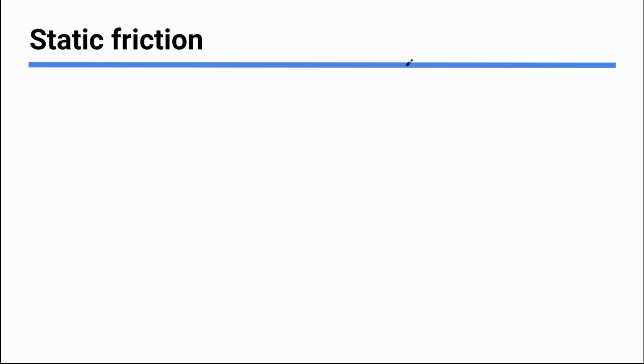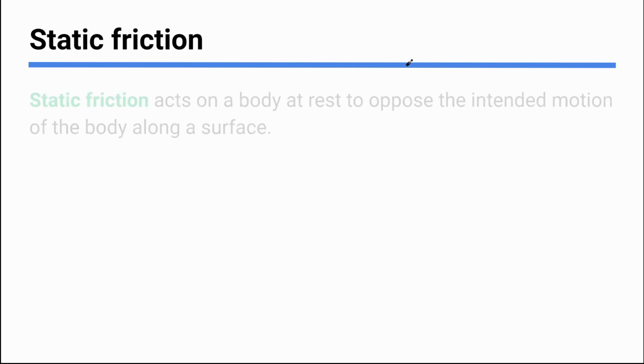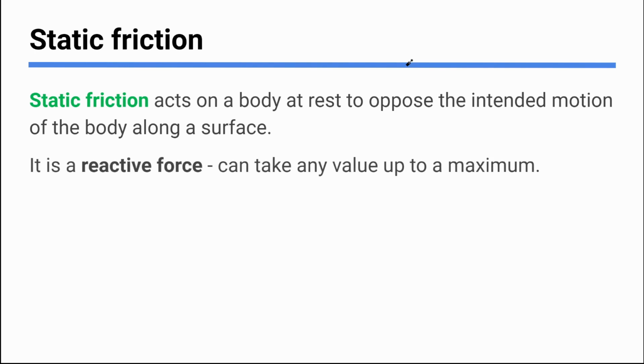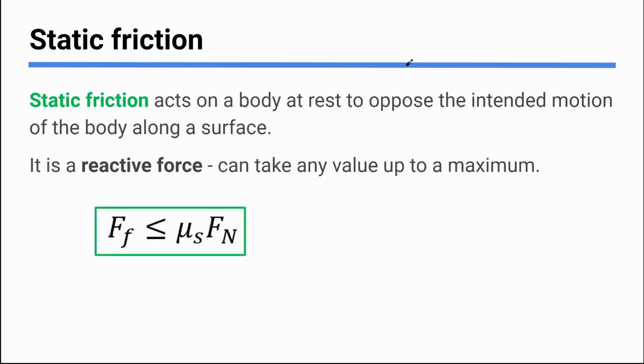Another type is static friction, and this is friction for something at rest. Picture pushing a couch lightly and it doesn't move. You can feel a force resisting you. That force is static friction. Static friction is a little more complicated, because it's a reactive force, much like the normal force. This is another example of one of those. It reacts to the situation, and it can take any value up to a maximum.